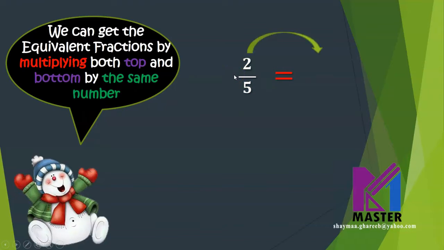For example, let's multiply by 2. Up and down. Don't forget. Okay? So after we multiply, 2 times 2 equals 4. 5 times 2 equals 10. So the equivalent fraction of the 2/5 will be 4/10. They both are equal to each other. They both are the same exactly, but they have different numbers. Okay?